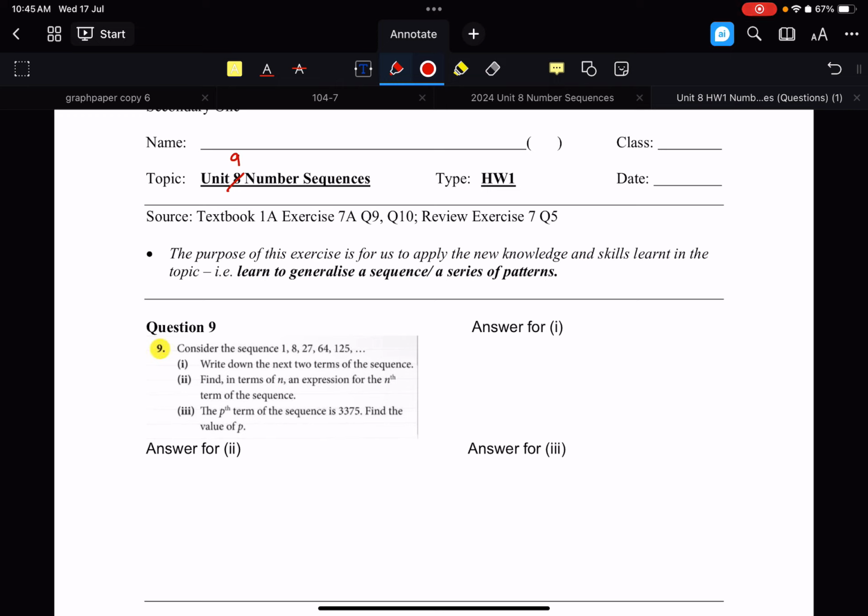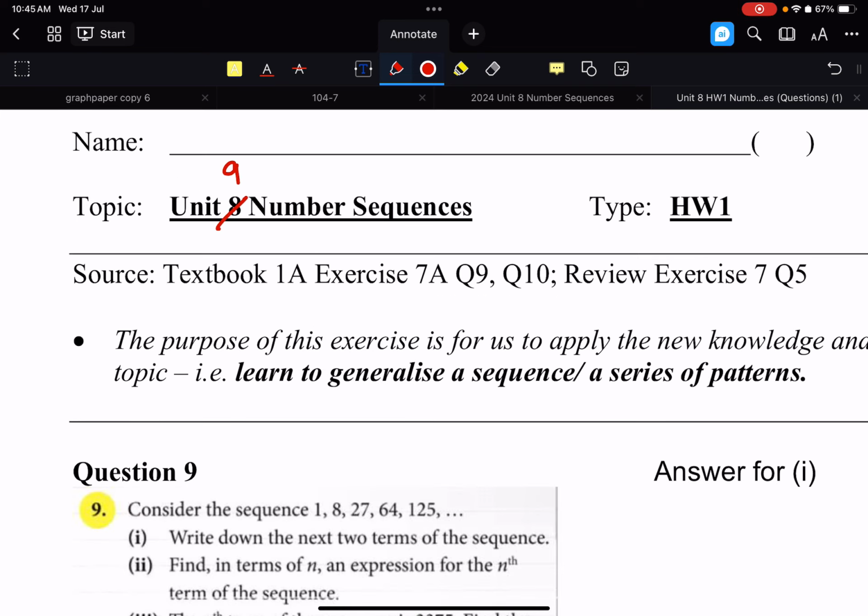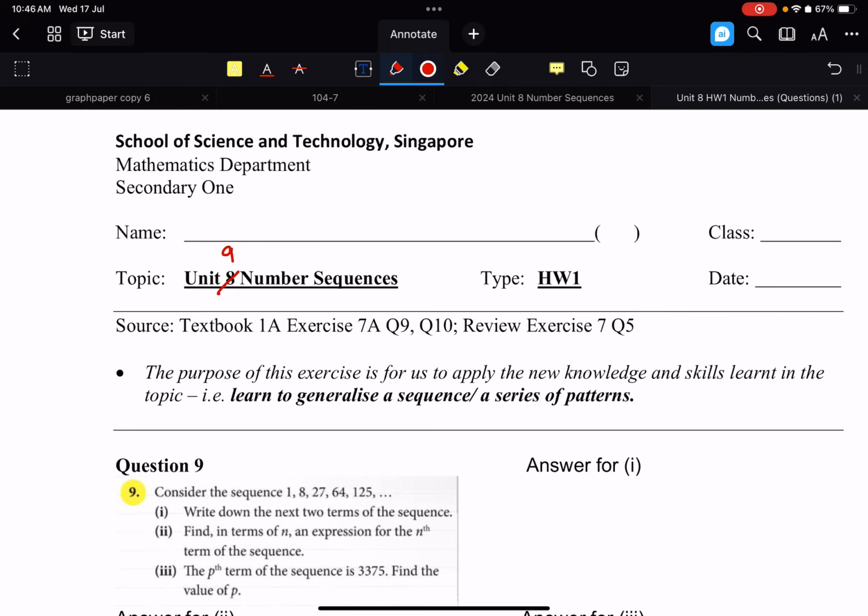So the first thing to take note is that if you're watching, this is the year 2024. This is actually unit 9, while in the year 2023 it was unit 8, but I didn't change it on the worksheet, so you may amend it manually. Just adjust this. Okay, so here we go.